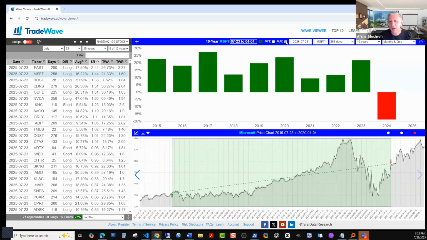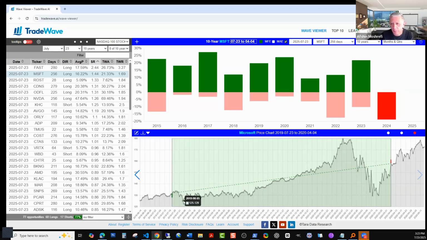I'm going to click on MAE. Now you see this pink part? This is the lowest it went against this trade. For example, if I click here on the same one, 2019. We're here. Do you see this? When we got in here, it dropped to there, 125, and then it started going back, and it eventually broke even and then started gaining.